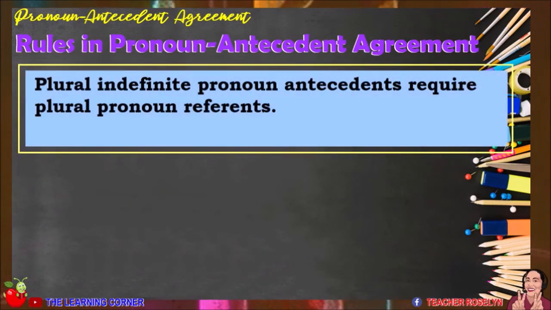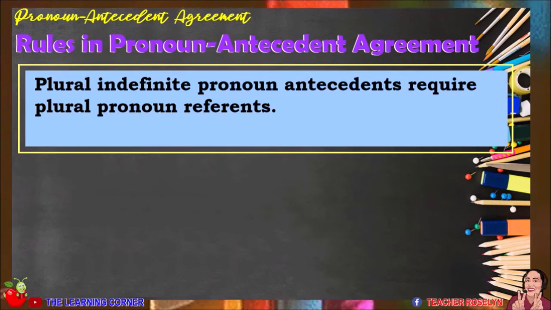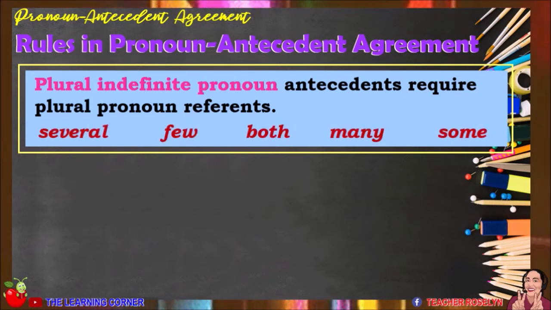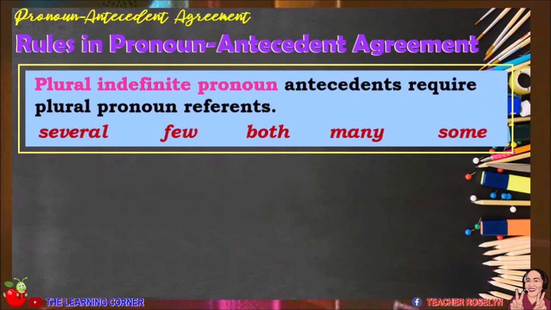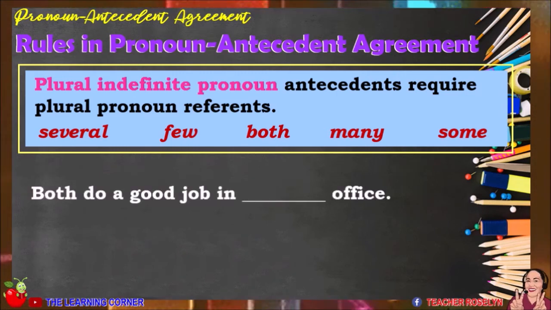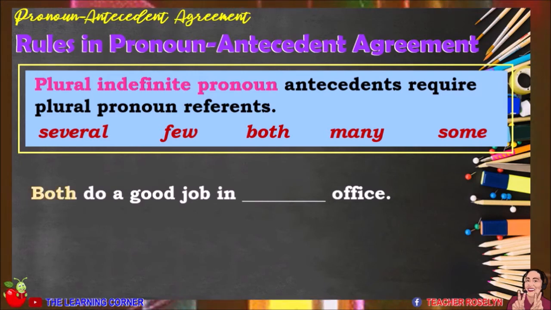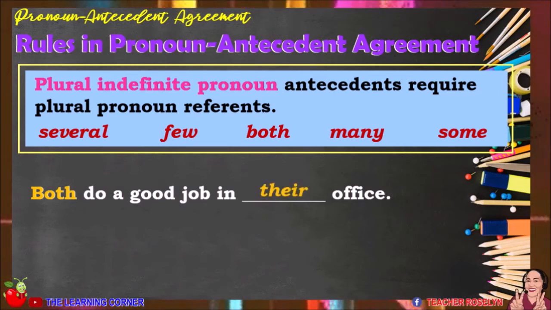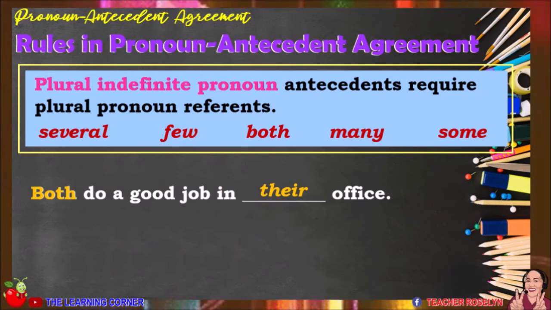Let us now have the plural indefinite pronoun antecedents. They require plural pronoun referents. These are the pronouns several, few, both, many, and some. For example, in this sentence, the pronoun both refers to a plural subject, so we will use their. Both do a good job in their office.